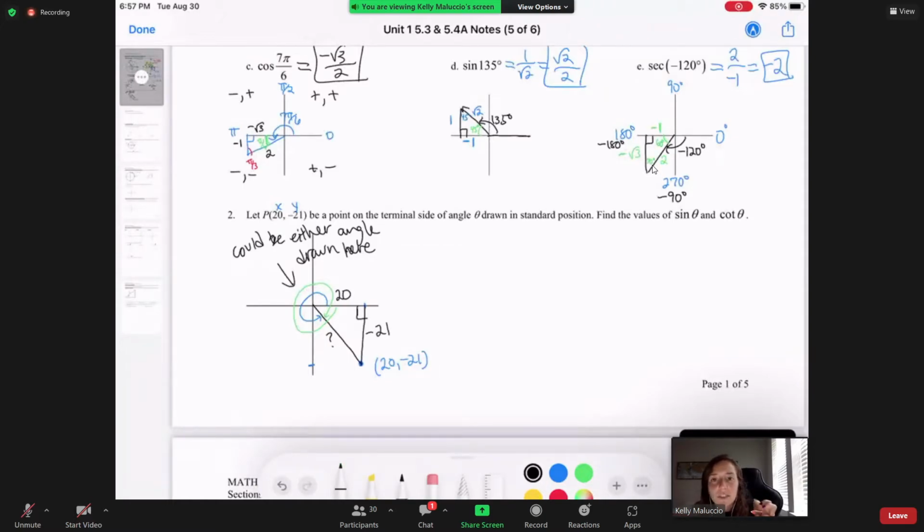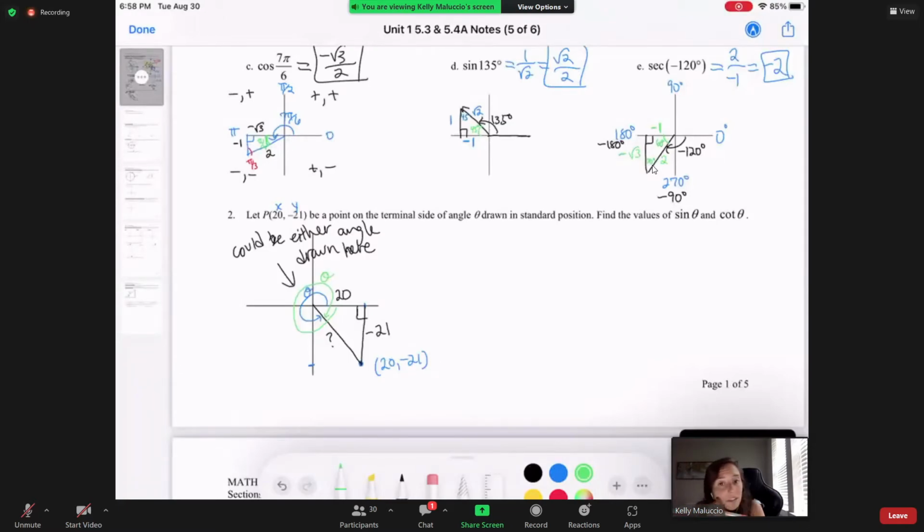Because for standard position, there's one standard for positive and one standard for negative, so we could go either way with the terminal side being there. So remember, my theta could be here. It could be wherever. It could be the blue one. It could be the green one. And maybe I should write those in blue and green. So it could be this one, and it could be this one.